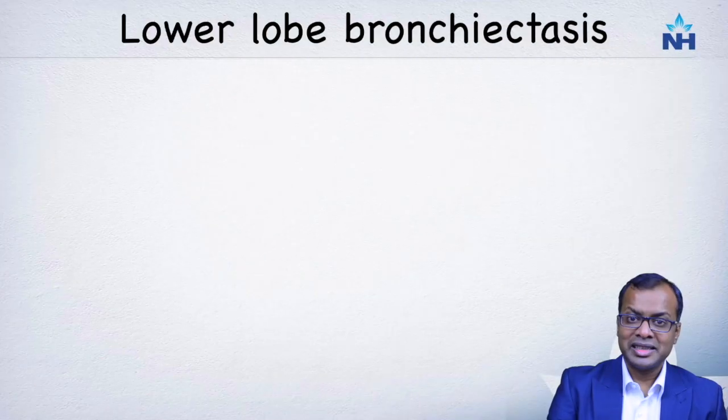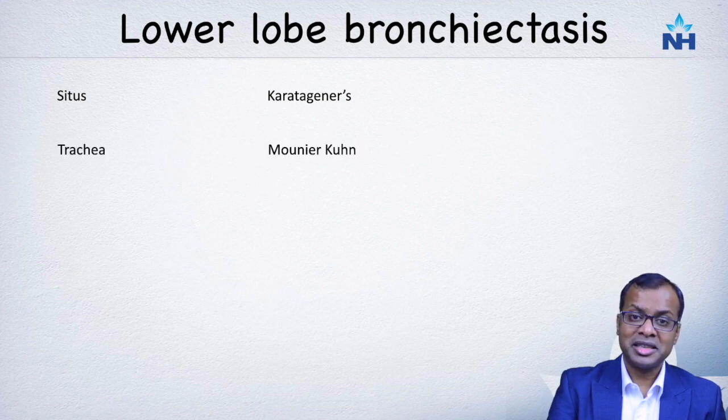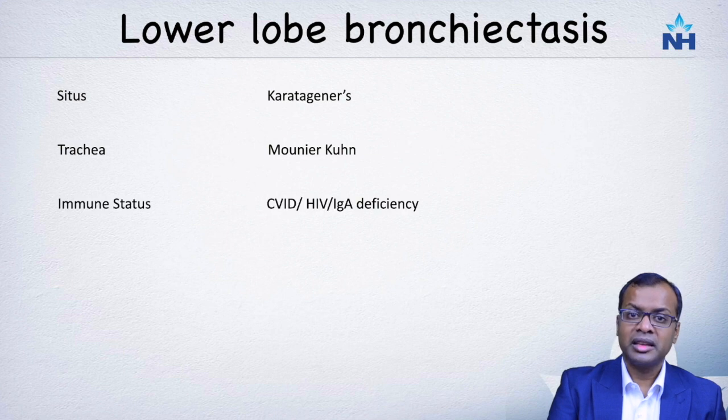So as a refresher, if you're dealing with lower lobe bronchiectasis, first and foremost look for situs. If there is dextrocardia, it is Kartagener's. The next parameter to look for is the trachea, and see if there is tracheal involvement, which is seen in Mounier-Kuhn syndrome. The third thing to look at would be to understand the immune status of the patient.